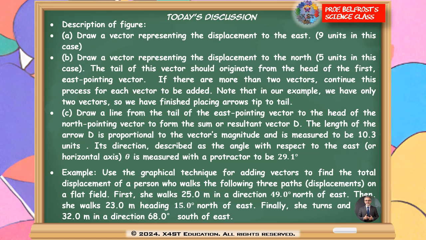Here's an example problem that will make you understand this concept more clearly. Using the graphical technique for adding vectors, find the total displacement of a person who first walks 25 meters in the direction of 49 degrees north of east, then walks 23 meters heading 15 degrees north of east, and finally turns and walks 32 meters in the direction 68 degrees south of east. So how to solve it?